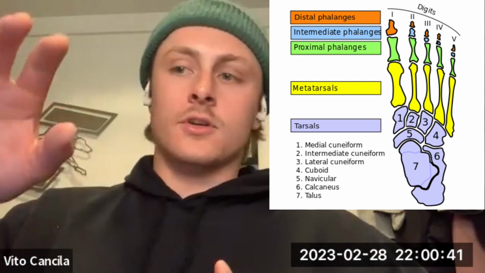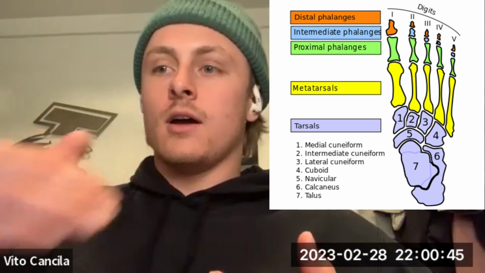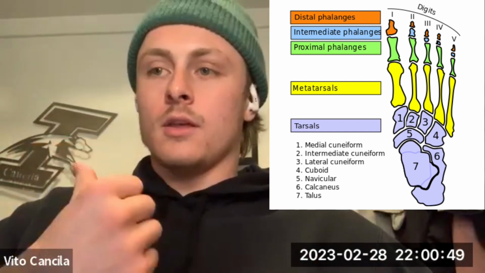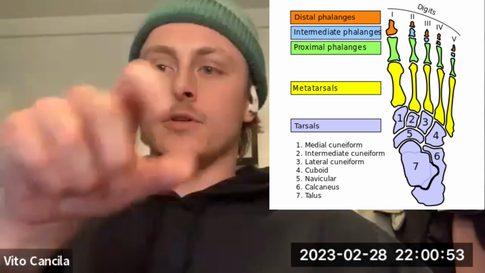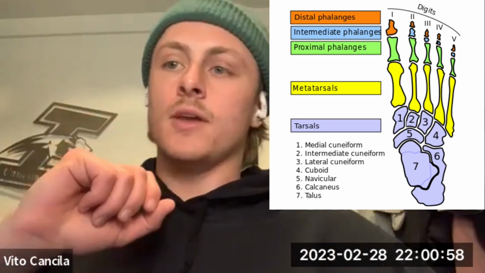We'll have our image up here, as you can see. 7 and 6 are the talus and the calcaneus. Right in front of that, on the left, is 5, navicular, all the way on the medial aspect. Number 4 is the cuboid, and then from medial to lateral, 1, 2, 3 are the medial, intermediate, and lateral cuneiforms. That all makes up the midfoot.